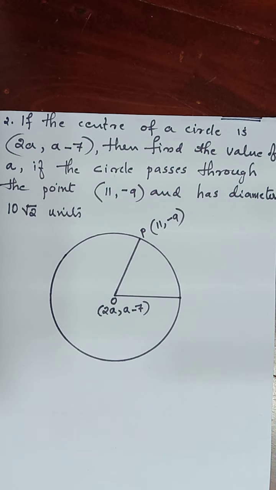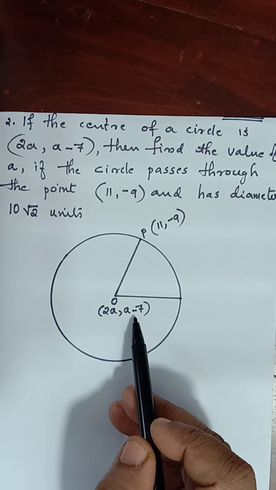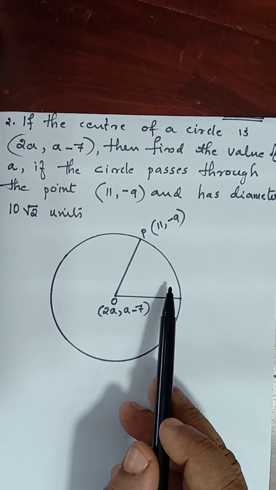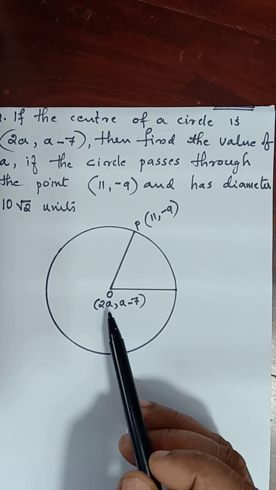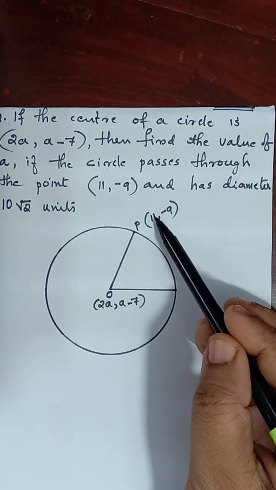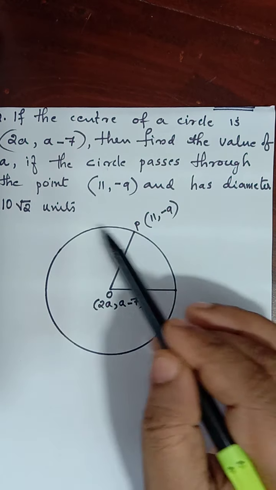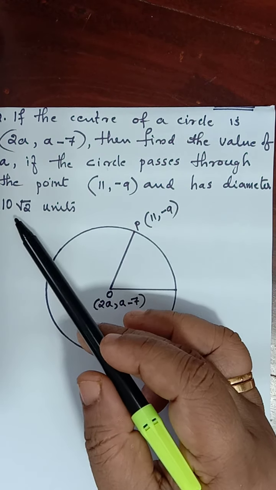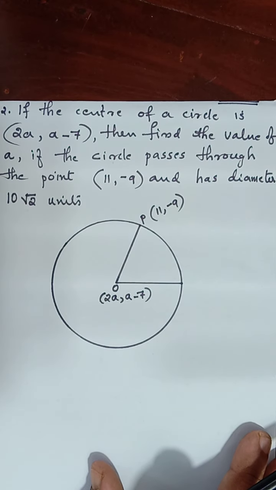Let us see the second question. If the center of a circle is (2a, a minus 7), center coordinates x coordinate, y coordinate given, then find the value of a. You have to find out what is this a. If the circle passes through the point (11, -9), P is a point on the circle. Through P, the circle is passing through, that is through the point (11, -9), has diameter 10 root 2 unit. The circle is having diameter 10 root 2 unit.